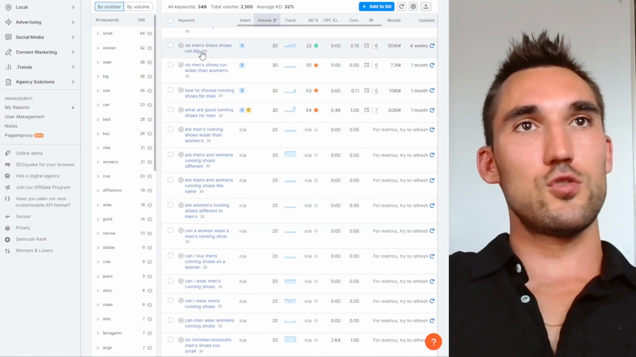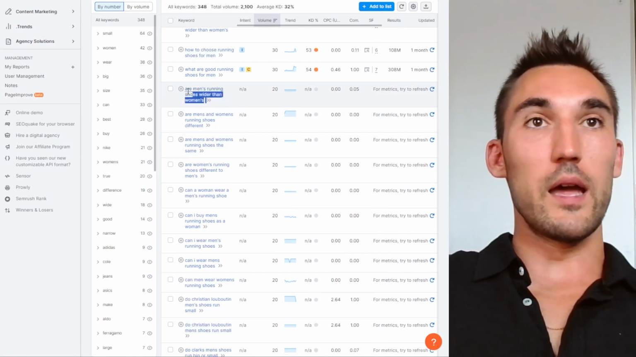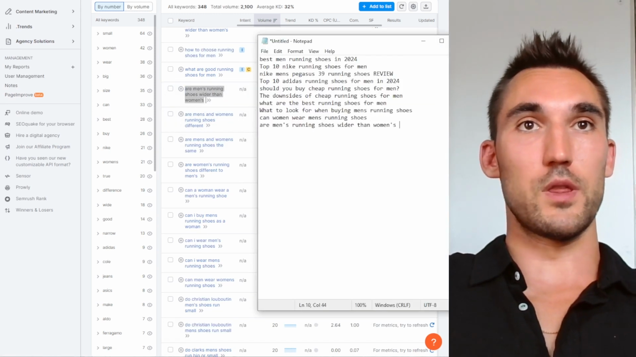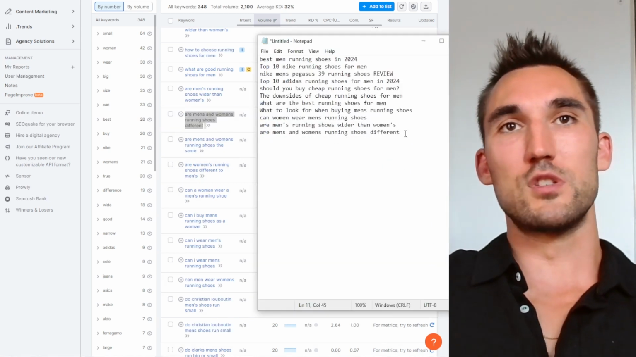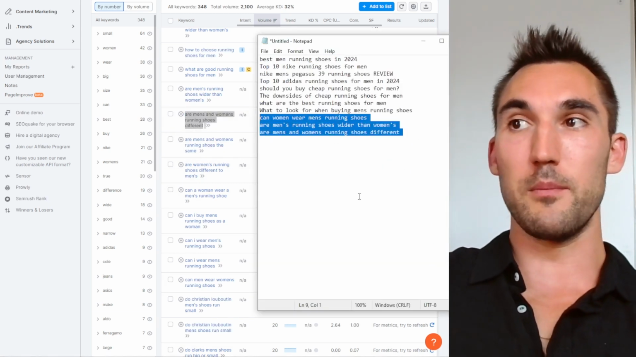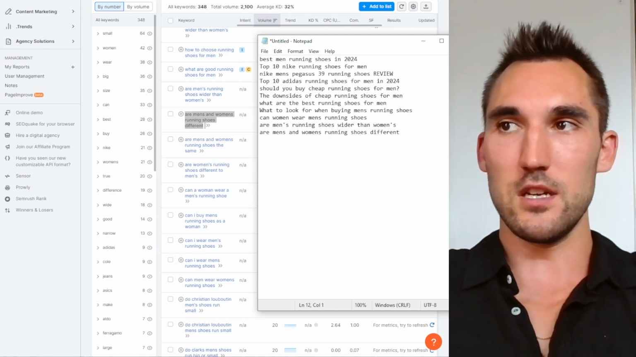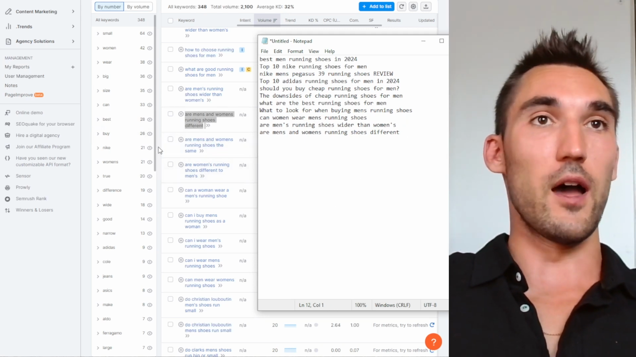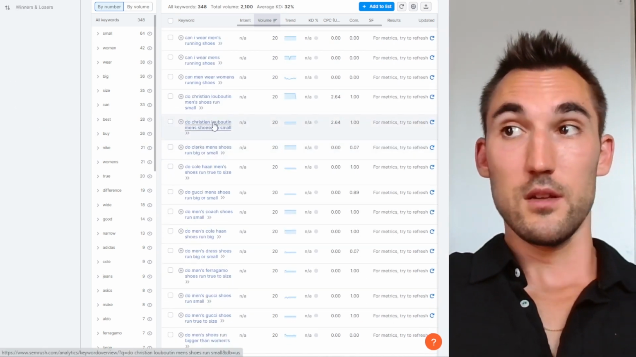What? Do men's dress shoes run big? Okay, that's not really relevant to running shoes. Are men's running shoes wider than women's? That's a good question. You can put that in there. Are men's and women's running shoes different? That's also another one. Now, you could lump those three into a one big monster post where you answer everything to do with that topic. But I'm just laying out the topics here to show you the process you could go through to find things to write about. If you sell this particular brand, this would be a good option to actually blog about this.